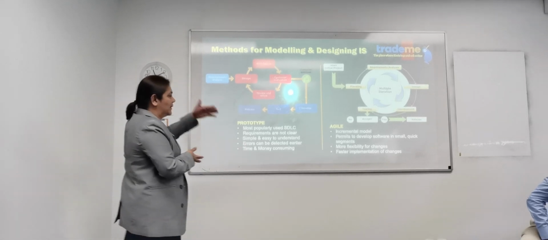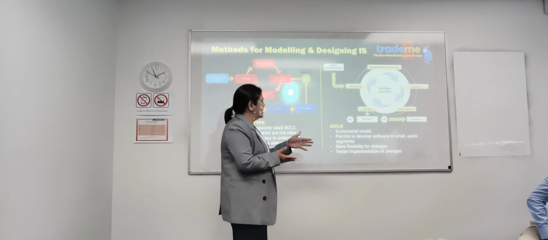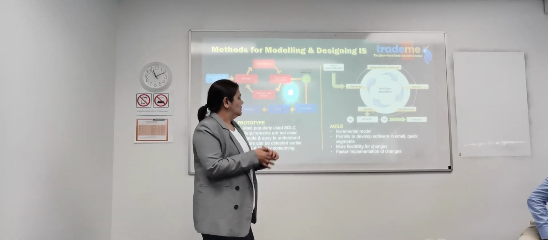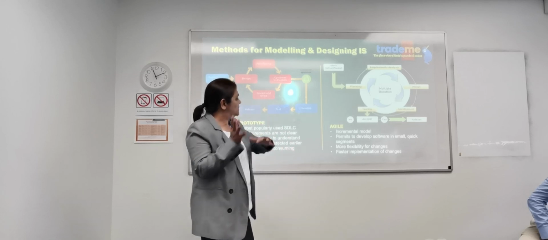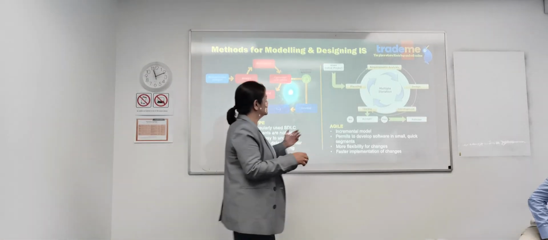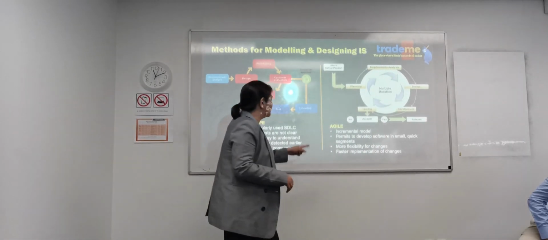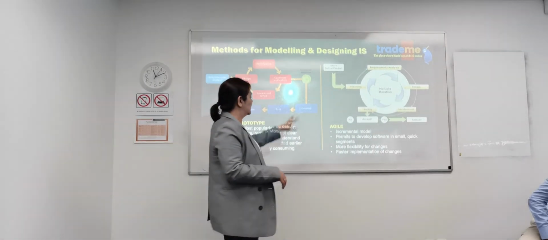This one is the incremental model. This permits to develop software in small and quick segments. So Agile has more flexibility for changes, because multiple iterations can happen during the process. Faster implementation of changes, more flexibility for changes.